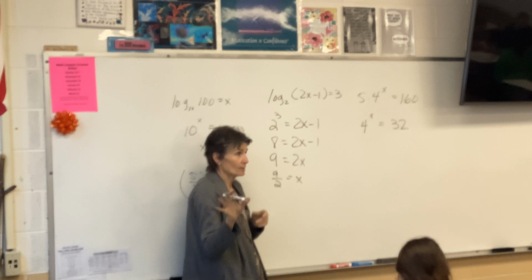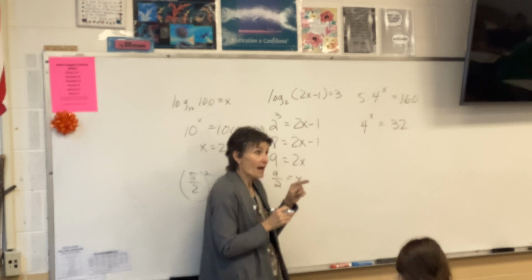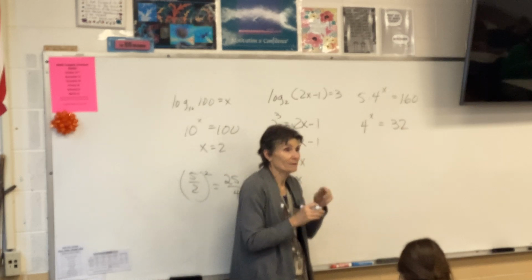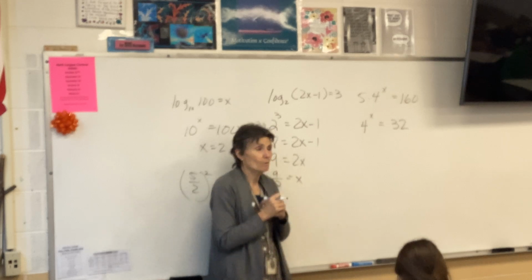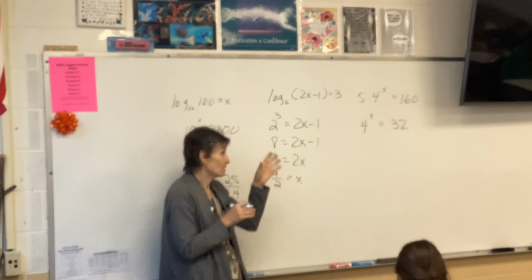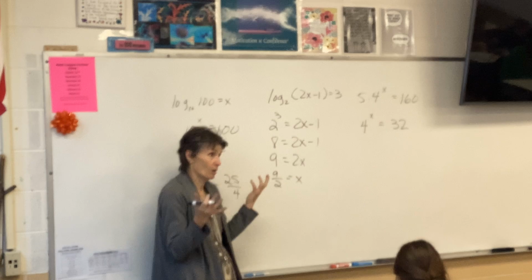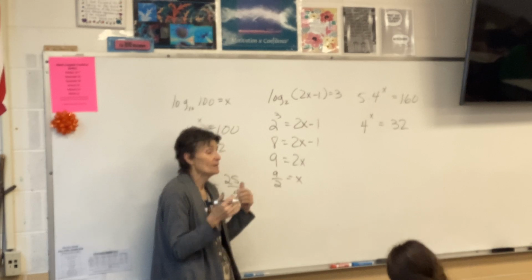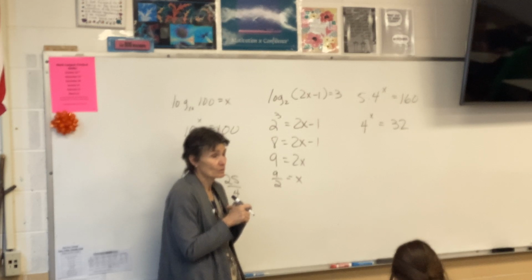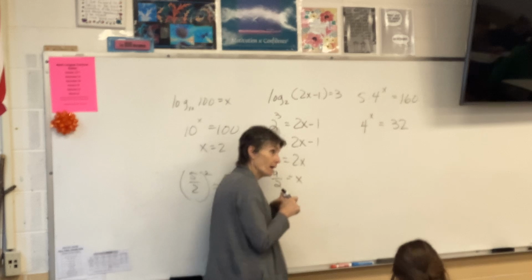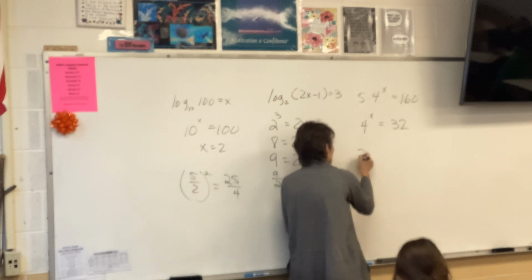Now, she said log both sides. That will 100% work, but the problem is I don't have my calculator. So I can write log 32, but I can't do log 32 without a calculator. I need to get the same base. What base are we going to use? 2. Because 4 is 2 squared.